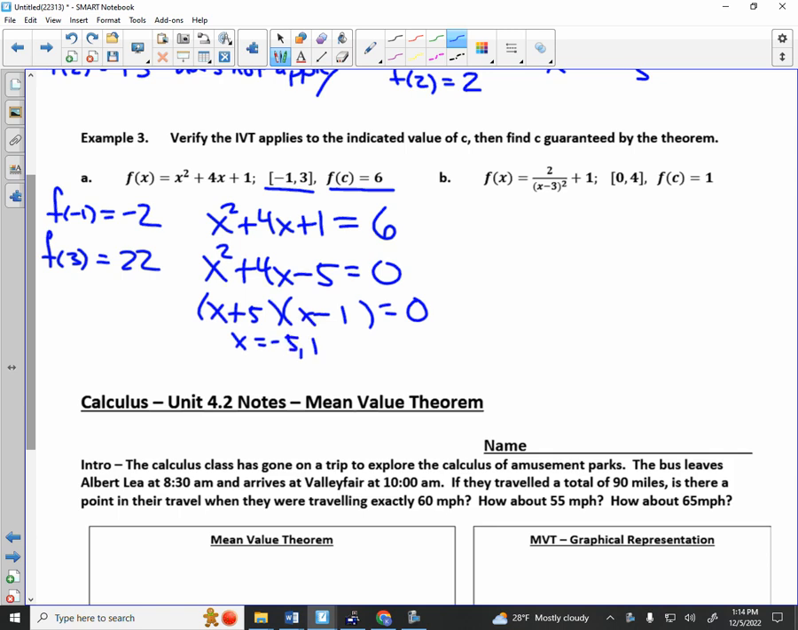So which one is the one I use? Do I use both of them, one of them, or none of them? Yeah, what sits in the interval? -5 doesn't sit in the interval, so the answer is x is 1. That's where it sits.